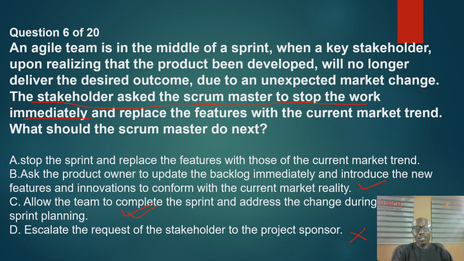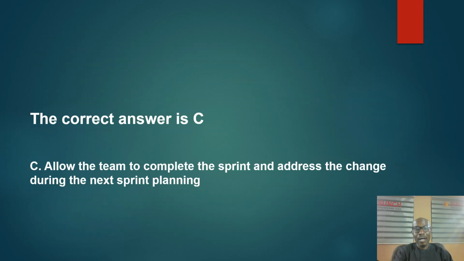So D is totally out of it. So the correct answer is C, as selected. Allow the team to complete the sprint and address the change during the next sprint planning.